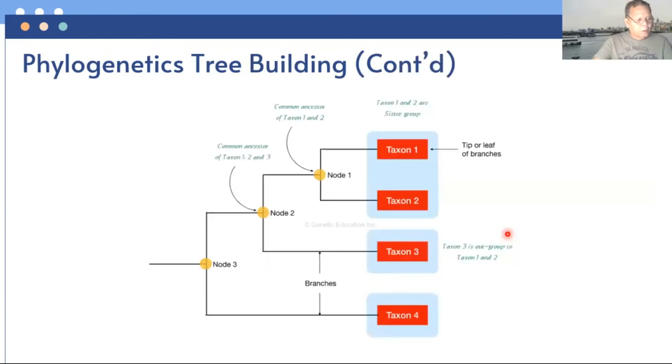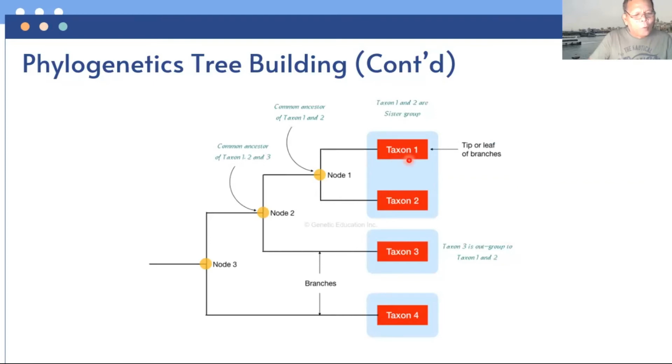Now let's see the phylogenetic tree building. How is the phylogenetic tree constructed? First, the taxa are organized. The taxa are the organisms we are using to prepare a phylogenetic tree. Taxa are denoted on the tips of the tree. A clade is the group of all organisms sharing a common ancestor.